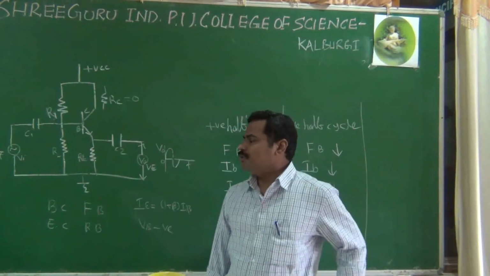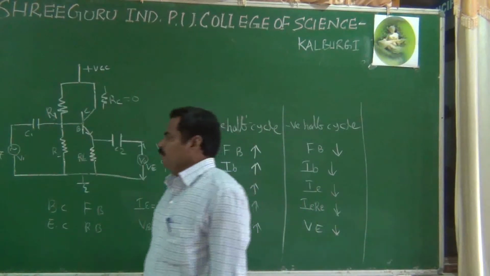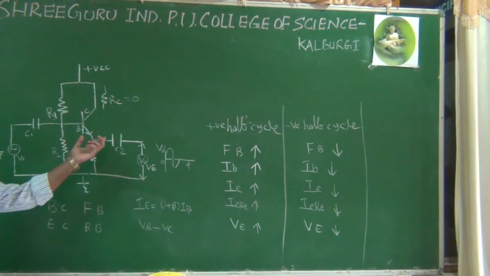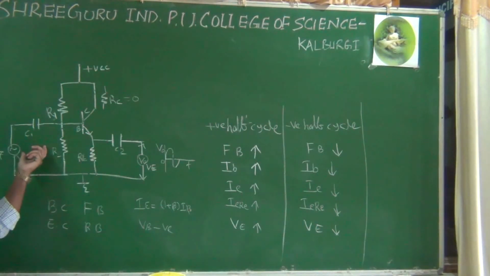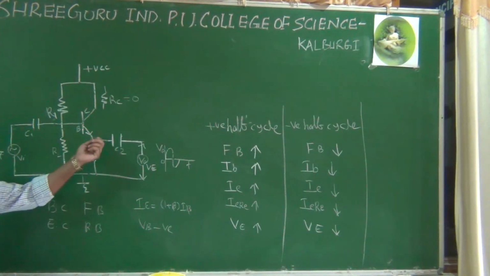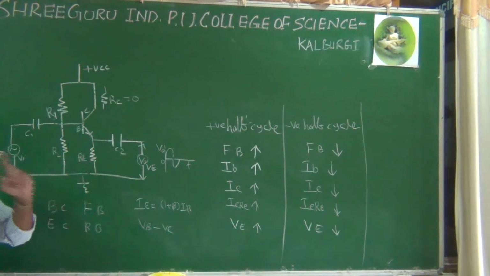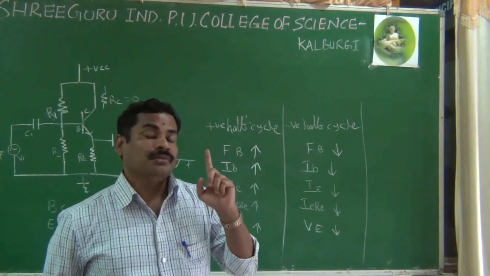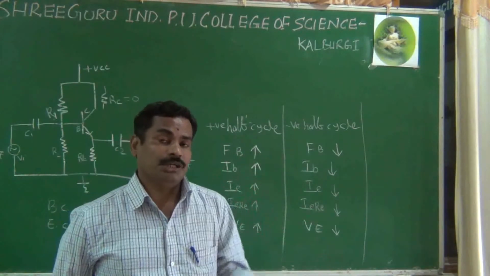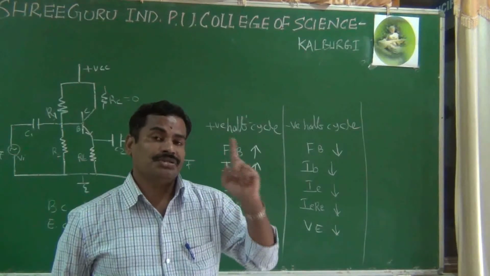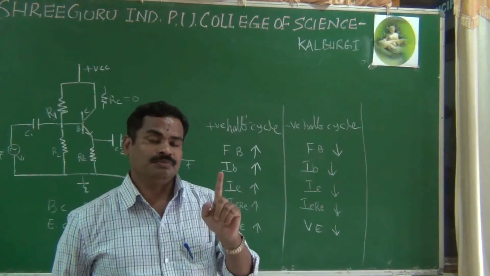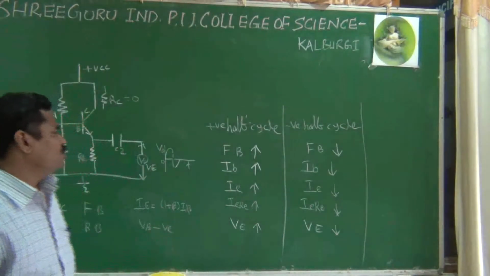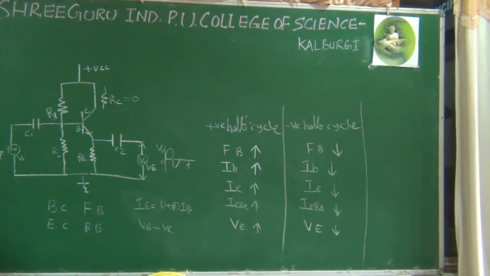The most important thing in the common collector is that you apply the input to the base and collector, and you get the output from the emitter and collector. In common base or common emitter, you always measure the output across the collector, but only for the common collector you measure the output across the emitter. And as I said, the construction is very simple.